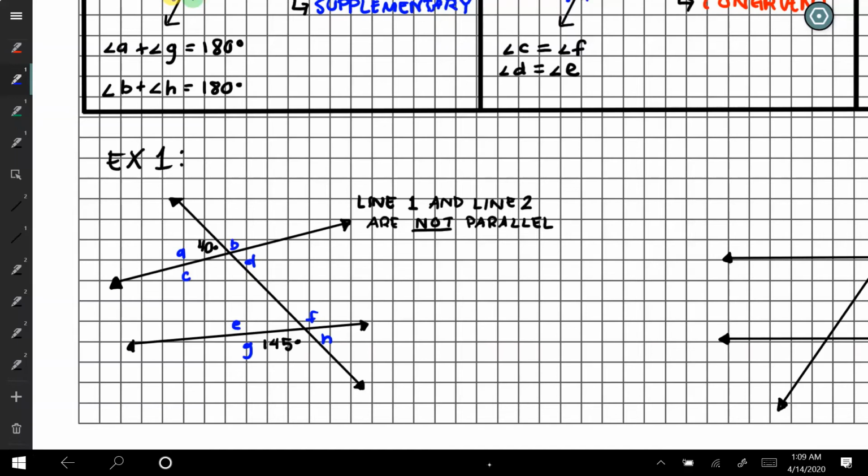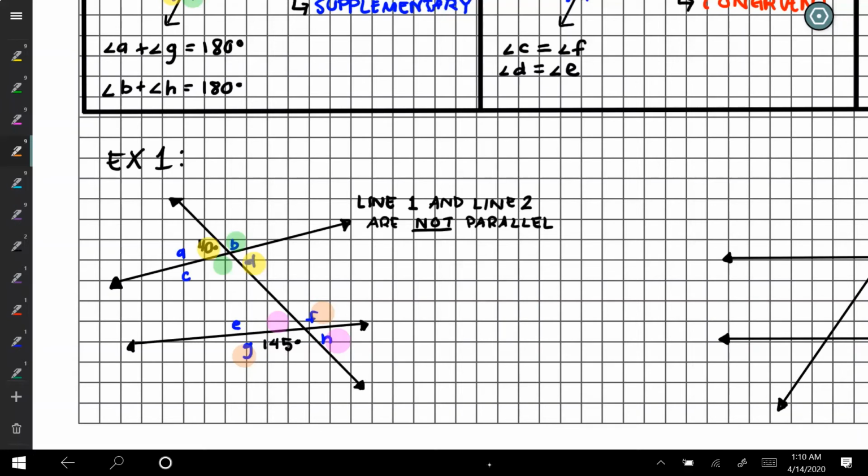So first thing I want to do is go through and find all of my vertical pairs. So I know that angle A and angle D are vertical, angle C and angle B are vertical, angle E and angle H are vertical, and angle F and angle G are vertical. Alright, so that means I can solve for two angles right off the bat without having to do any math at all.